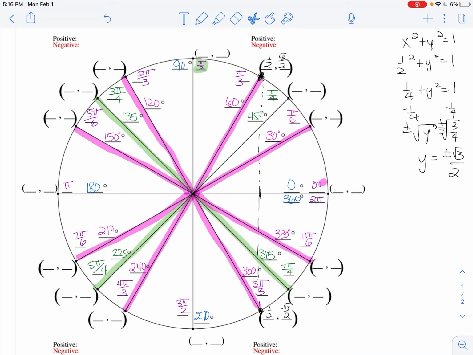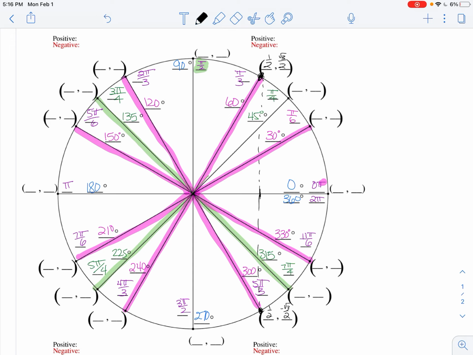Now, I'm sure that I know what you're thinking. Mrs. Alzarillo, I really, really don't want to do that. You don't have to. You are going to need to memorize or be able to reproduce this entire unit circle.